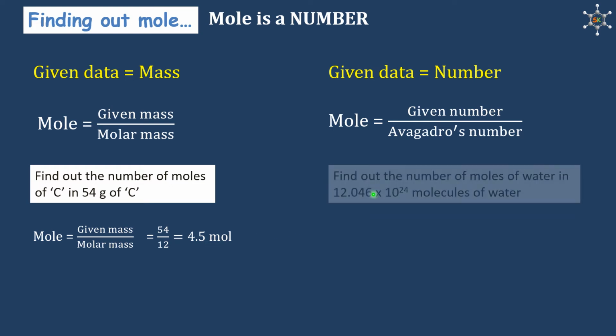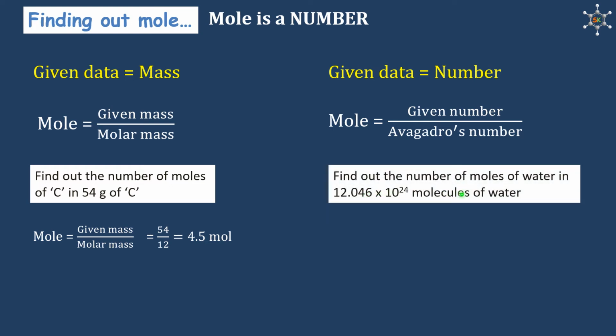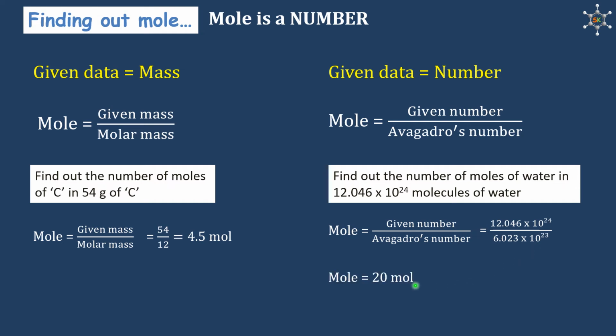On the other side, find out the number of moles of water in 12.046 × 10^24 molecules of water. Observe, given data is in the form of number. So the equation is mole equals given number divided by Avogadro's number. Given number is 12.046 × 10^24. Avogadro's number is 6.023 × 10^23. Upon simplification, we get the answer as 20 mole.